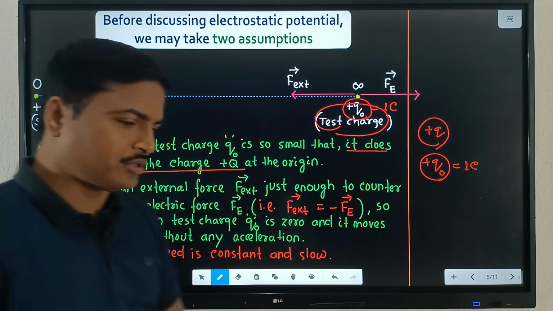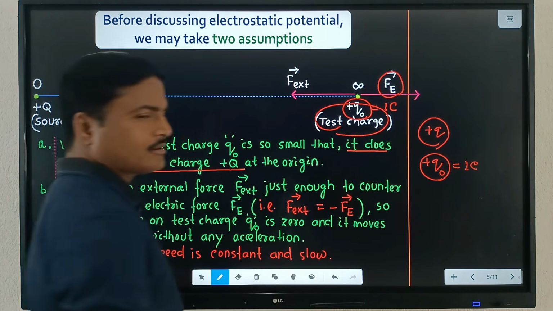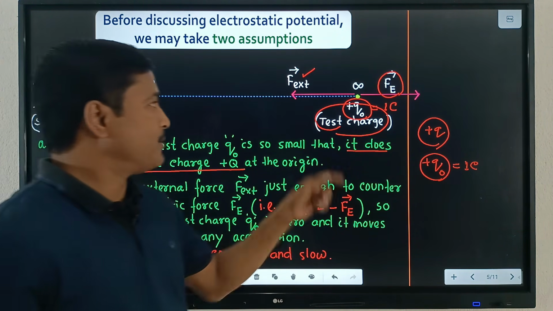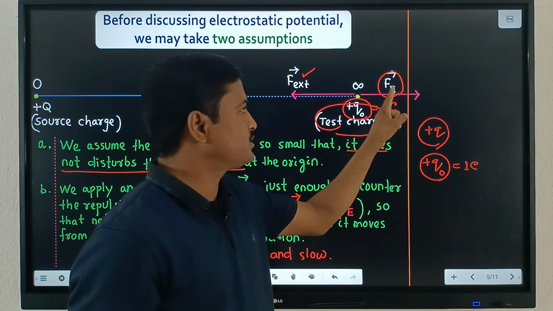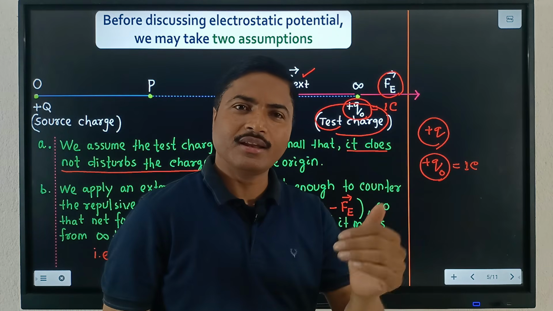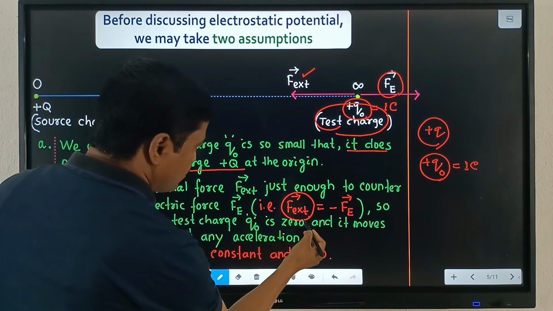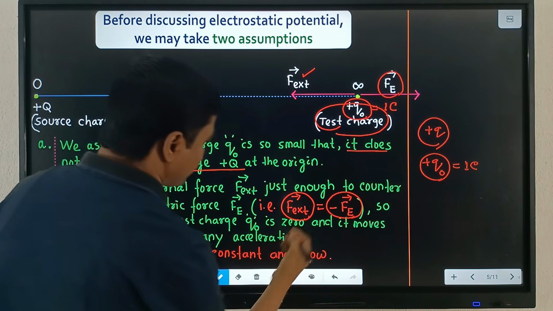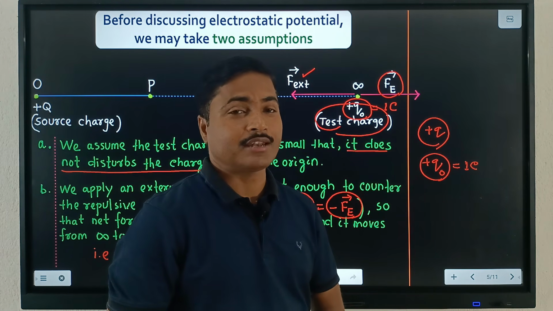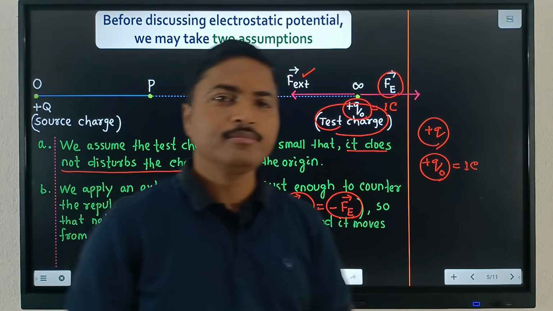Second assumption: you also know that here the electrostatic repulsive force is there. We apply an external force, and the magnitude of the external force is just equal to the electrostatic force. Both are equal and opposite, so we write that the external force is equal to the negative of the electrostatic repulsive force. That means the net force applied on this unit test charge is 0.